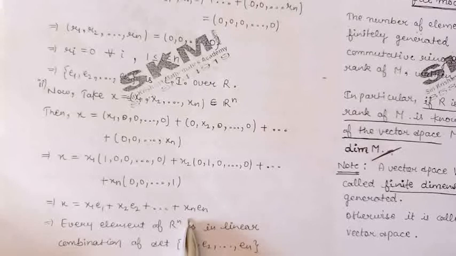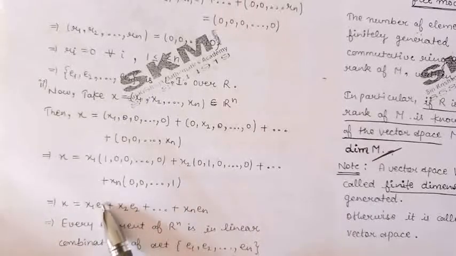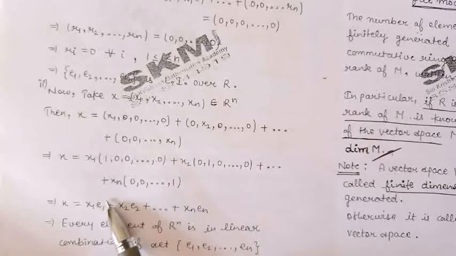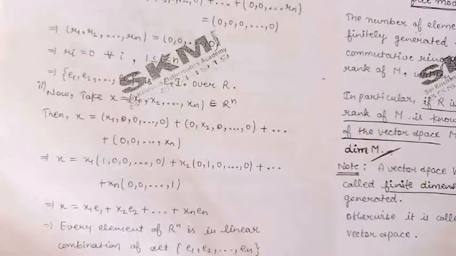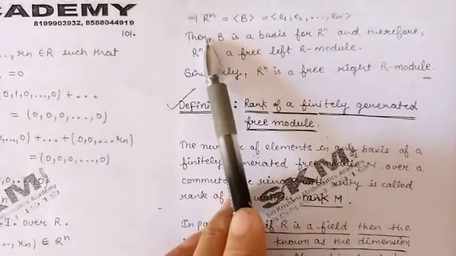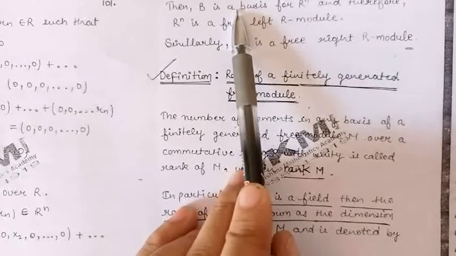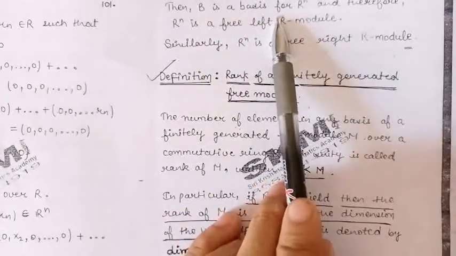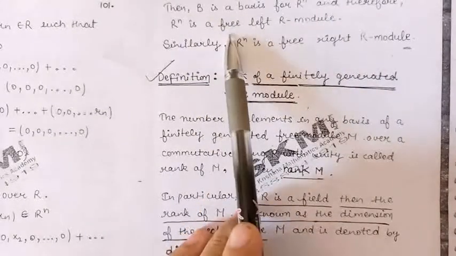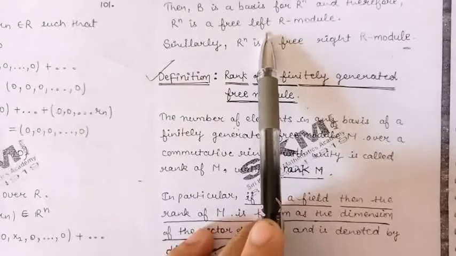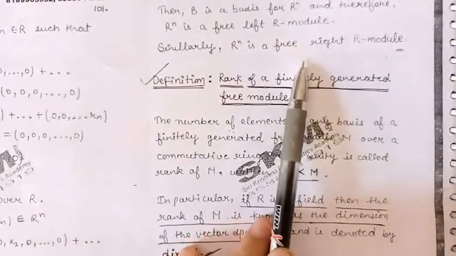So we have proved that every element of Rn can be written as a linear combination of elements from the set B. So by definition we can say that Rn is generated by the set B, and by definition we can say that the set B is a basis for Rn, and therefore Rn is a free left R module, and similarly we can prove it is a free right R module.